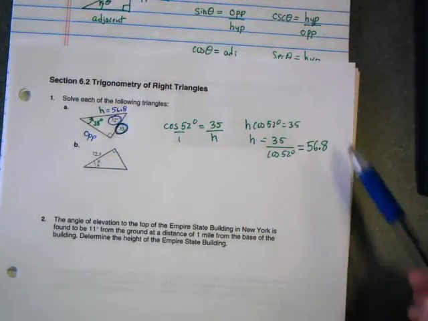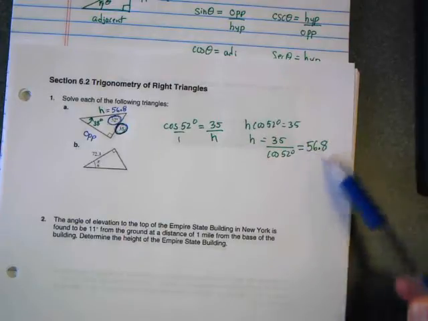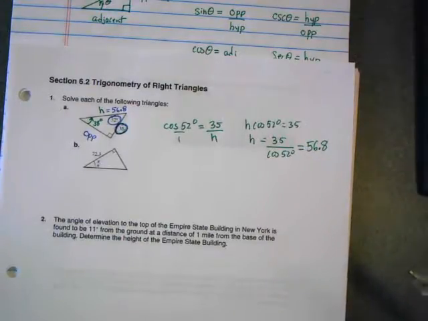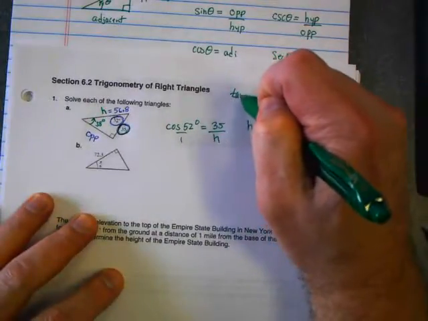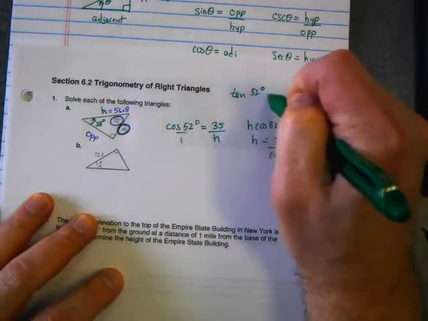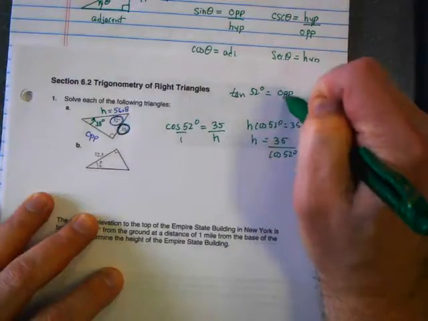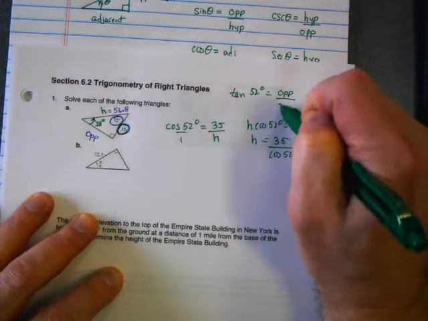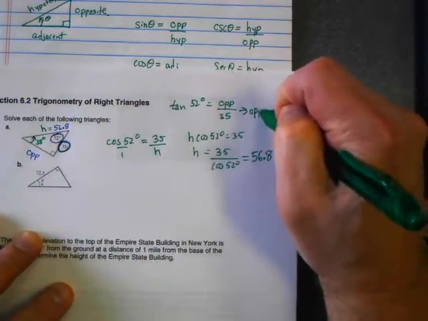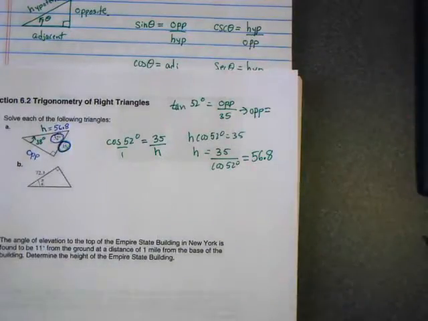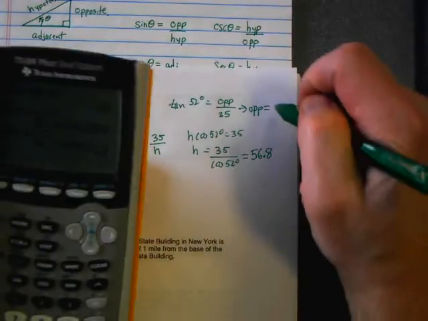And the other thing is we rounded this off a little bit. You always want to avoid using rounded off numbers if you can. So I would much rather prefer to do tangent of 52 degrees is opposite over adjacent, which is 35. So opposite is, multiply both sides by 35, 35 tangent 52. That's 44.8, rounding to one decimal place.